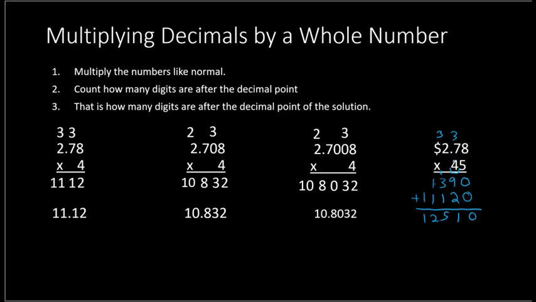Well, same exact process with all the other examples. We have 2 digits here after the decimal point, which means our decimal point needs to be put right here so that there's 2 digits after the decimal point in the answer. So your answer is going to be $125.10. That is your solution.